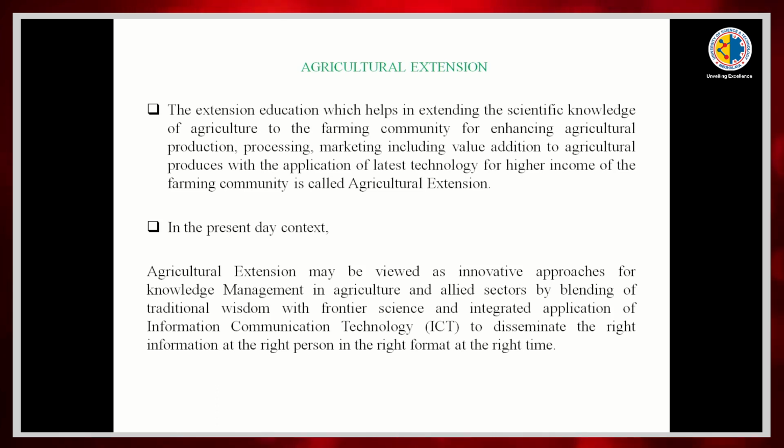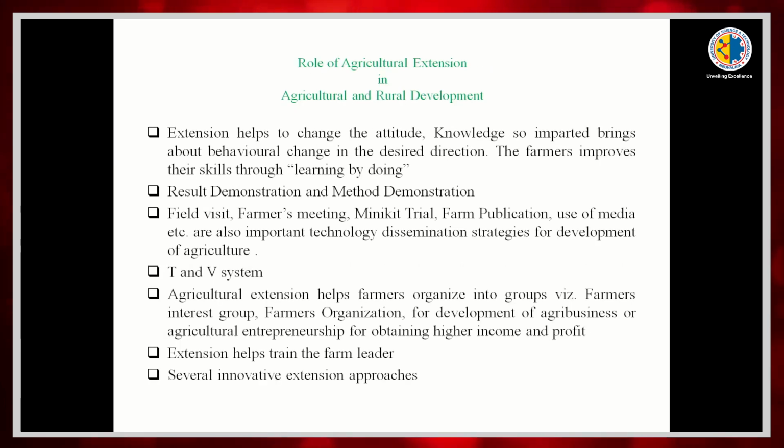Now, knowledge management in agriculture and the allied sector is done by blending traditional wisdom with frontier science and the integrated application of information communication technology, that is ICT, to disseminate the right information to the right person in the right format at the right time. Now, there are two types of methods, one is the traditional method and another is the modern method. We have to disseminate these sorts of modern technologies towards the farming community, towards the farmers. So, this is basically the concept of agricultural extension.